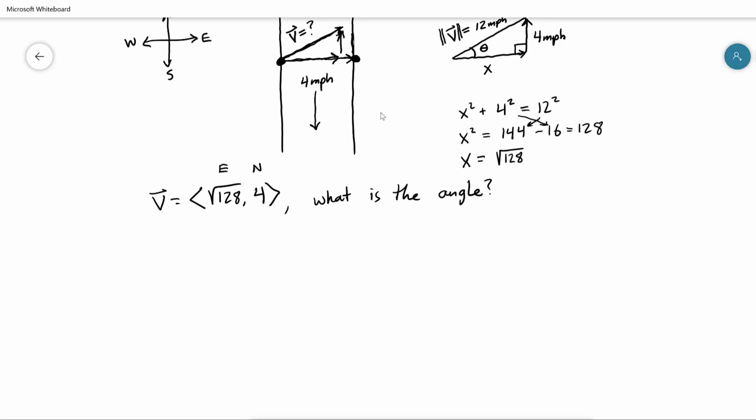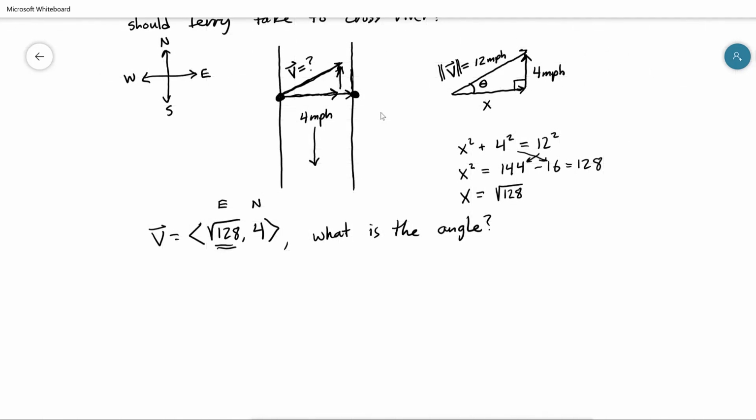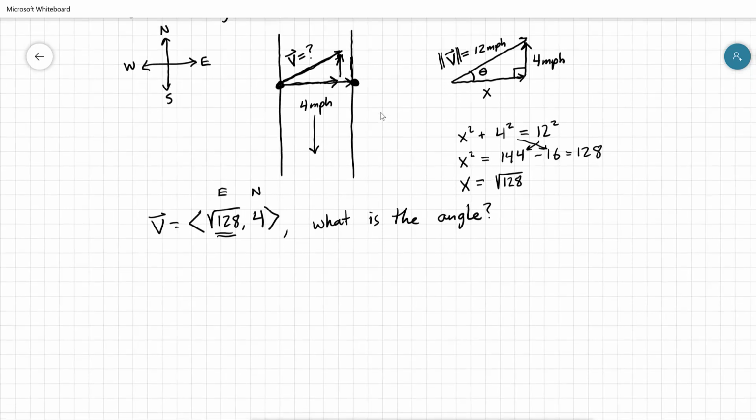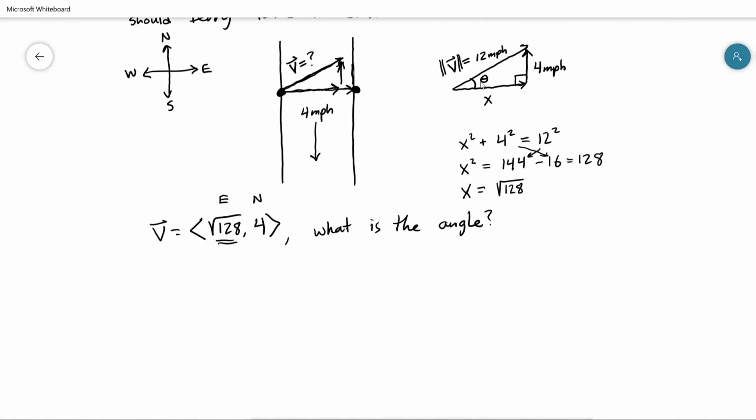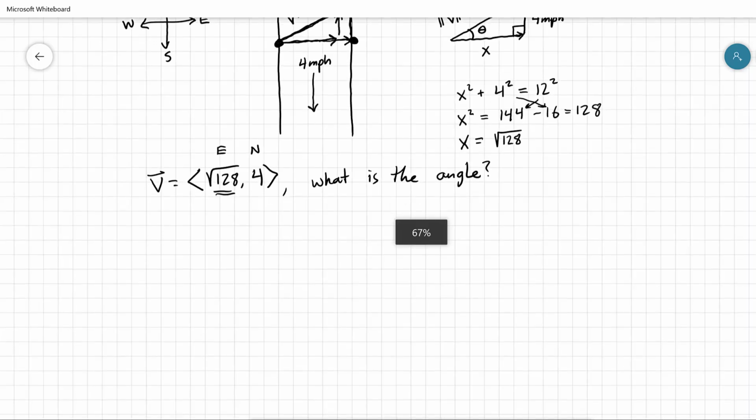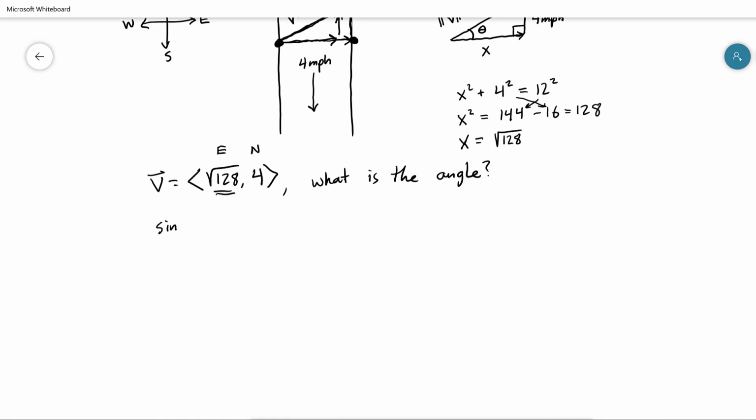Well, to find the angle, we didn't actually need to find this number necessarily. We could have done it with the remaining two other sides. So for example, if I wanted to not use the square root of 128 that I just found, I would be looking for a relationship that relates the angle to the 4 miles per hour and the 12 miles per hour, the opposite and the hypotenuse. And that is going to be sine. So the sine of this theta is equal to 4 over 12, which simplifies, hopefully obviously, to a third.